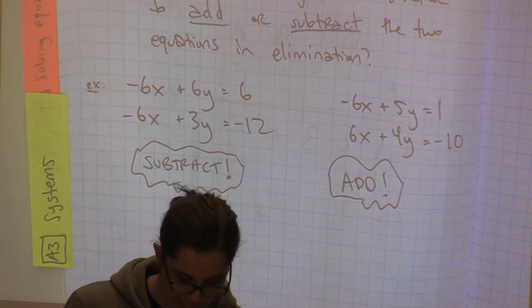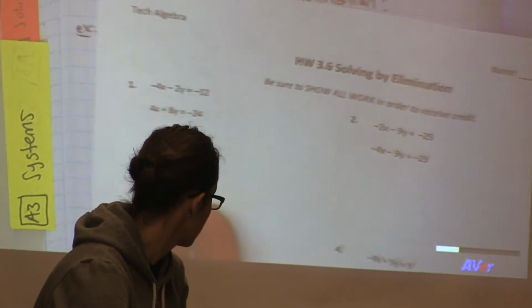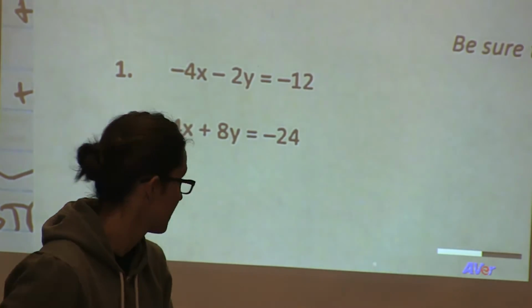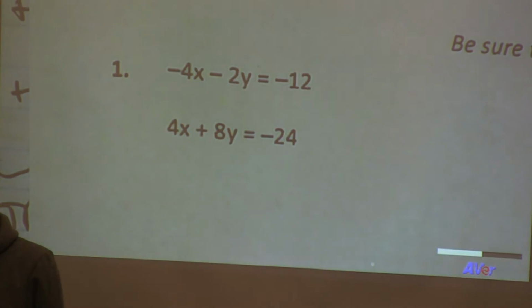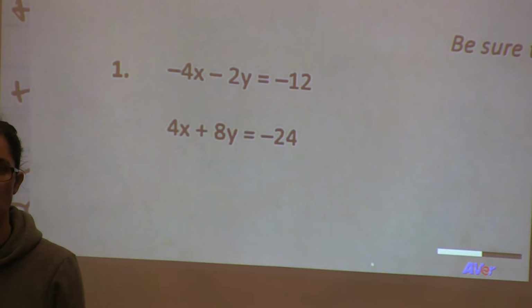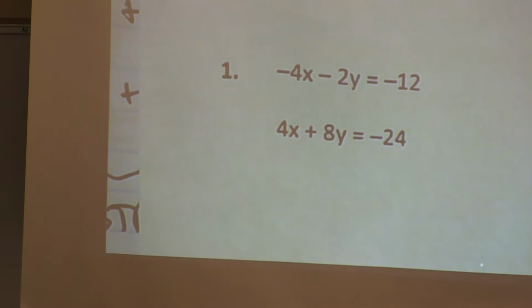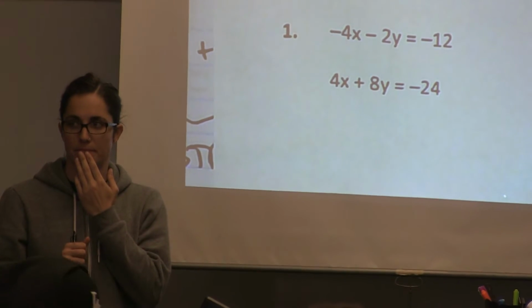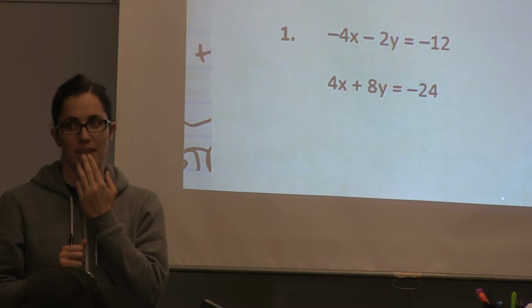So let's look at this first example of your homework. We're going to do the same process right now. I want you to decide in your tables whether you should add or subtract this one. In your tables, decide. New example. What do you got? Because why? Say that again.